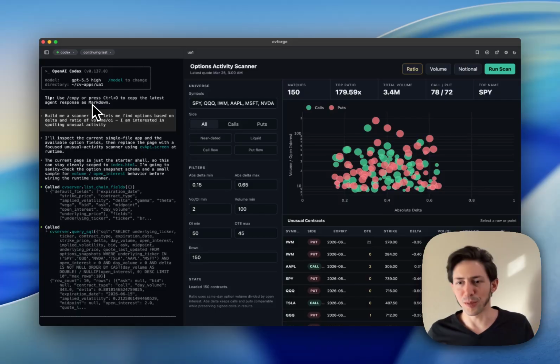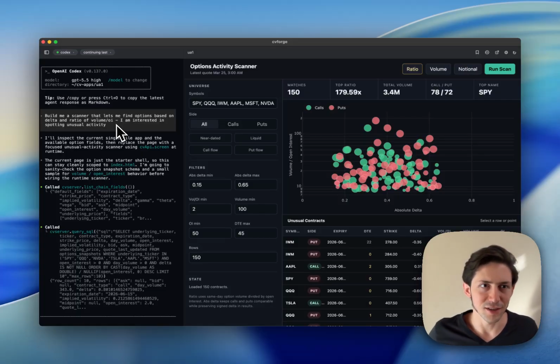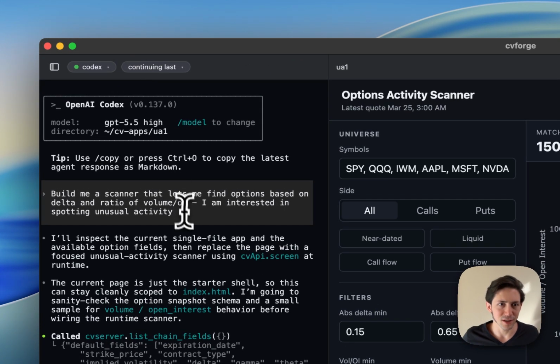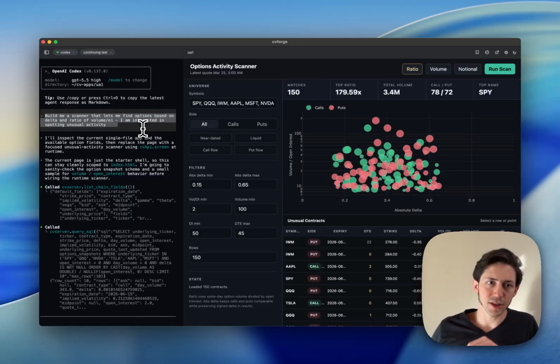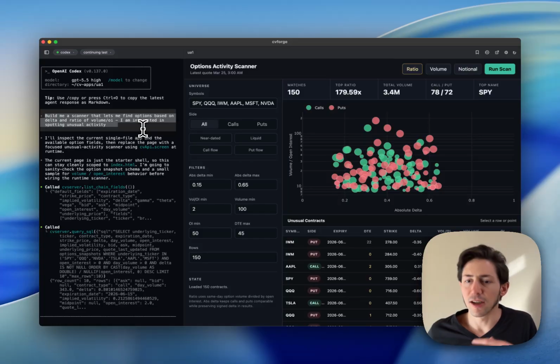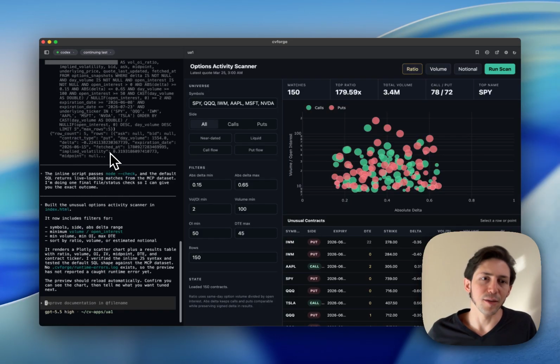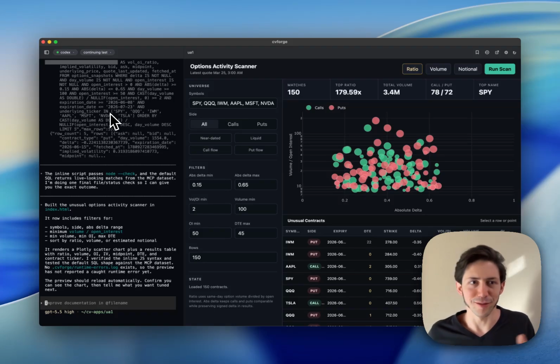So I opened CV Forge, which is what you're seeing here, and this is the prompt: build me a scanner that lets me find options based on delta and ratio of volume over open interest. I am interested in spotting unusual activity. Very general, nothing specific. Well, I guess the delta and the ratio of volume, but a very general prompt, to see what it does, what ideas it has. And in the previous video, we showed how it built this whole thing, which is nothing short of magic.